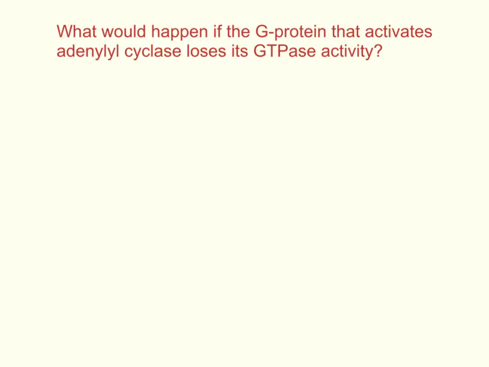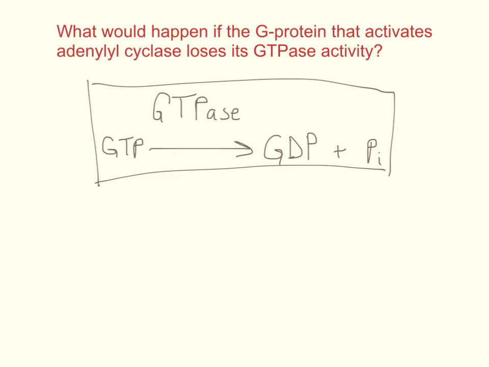Let's work through this. So first off, what does GTPase do? Well, it converts GTP to GDP and an inorganic phosphate. So if you remember, the GTP form of a G protein is active and the GDP form is inactive. So if the GTPase activity is lost, then the G protein would be in the GTP form and it would remain active.